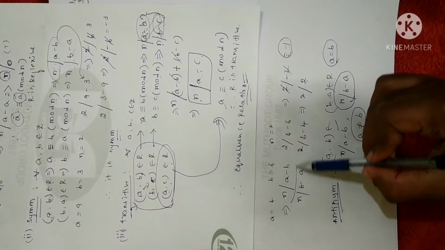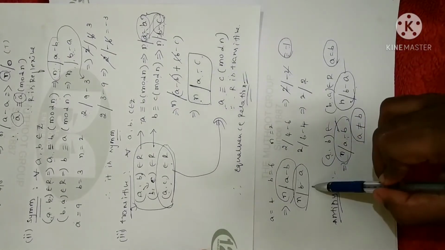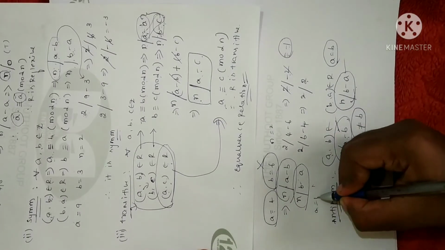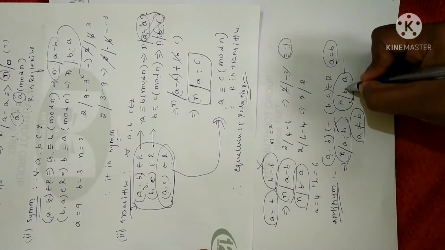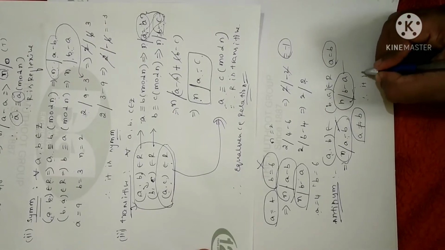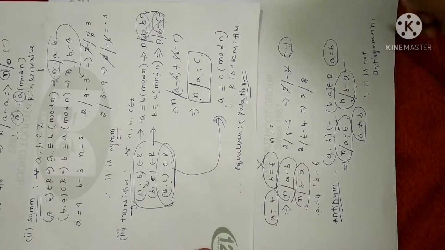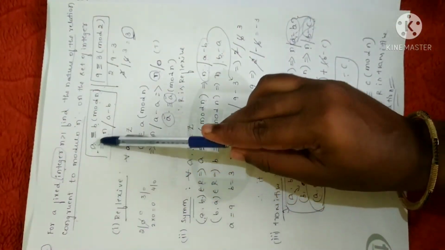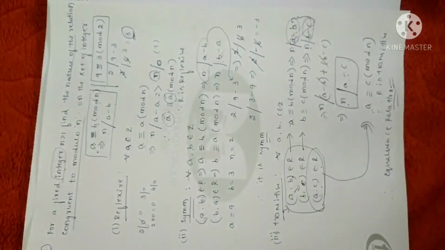But here you can clearly observe that both conditions are satisfied: n divides A minus B and n divides B minus A. But the values of A and B are not equal. Since A is equal to 4 and B is equal to 6, though the values of A and B are not equal, the condition is satisfied. Therefore, it is not antisymmetric. Hope it is clear to you. But the thing you have to remember is, when I say A is congruent to B mod n, you can take any one counter example to prove it.